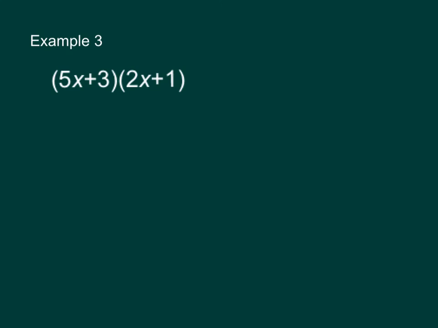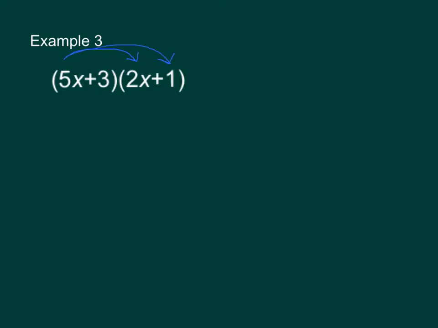Okay, so I'm going to show you how to multiply two binomials together. Basically what we're going to do is take everything that's in this first binomial right here, this 5x plus 3, and take each term and multiply it by each term in the second set of parentheses. So we're going to start with this 5x, and I want to distribute by multiplying it to both the 2x and the 1.